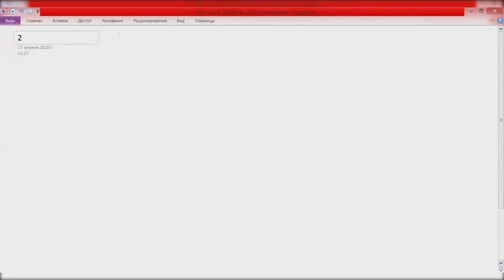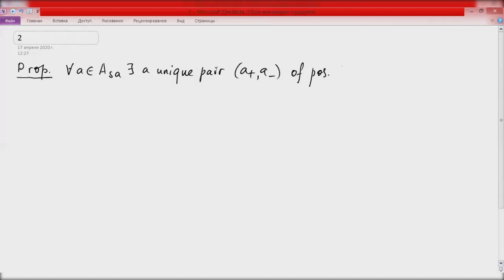Okay, here's another useful property of positive elements. One more proposition. So as before, we assume that A is a unital C-star algebra. I claim that for each self-adjoint element in our algebra, there exists a unique pair A plus and A minus of positive elements such that A equals A plus minus A minus, and the product of A plus and A minus is 0.